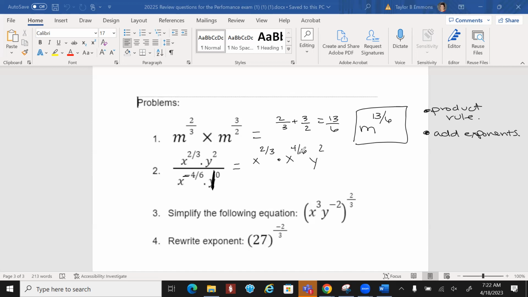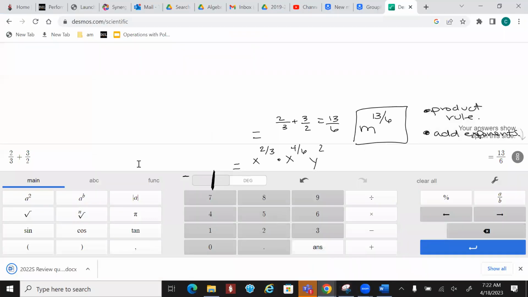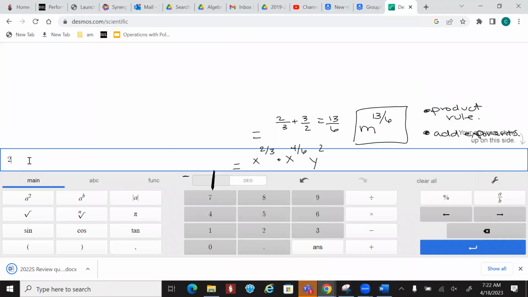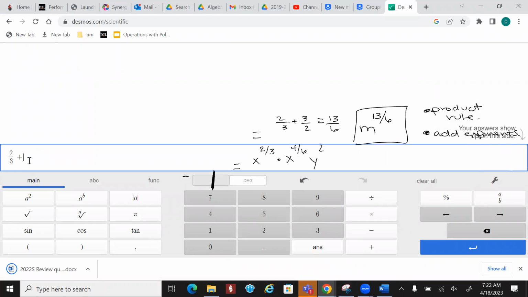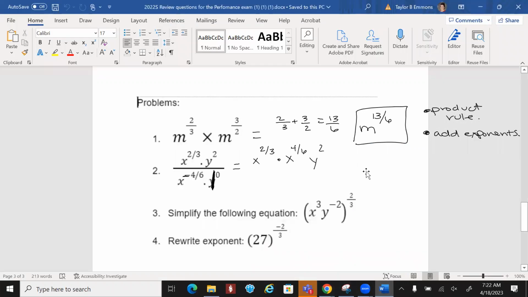Again, if I don't remember how to add those exponents, I can go into my Scientific Desmos and I can type in 2/3 plus 4/6, and then that's going to give me 4/3. So this is going to simplify to x to the 4/3 y to the 2nd. Another way you could have done this, hold on, let me box that. Another way you could have done this is you could have said 2/3 minus -4/6. You can just type that into your calculator and that would have given you 4/3.